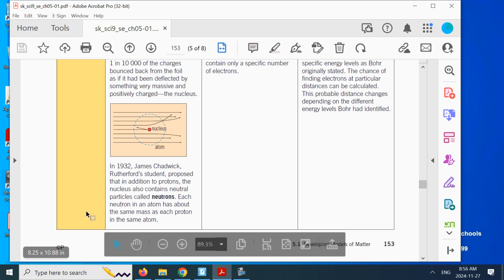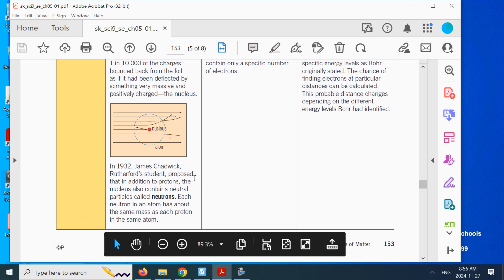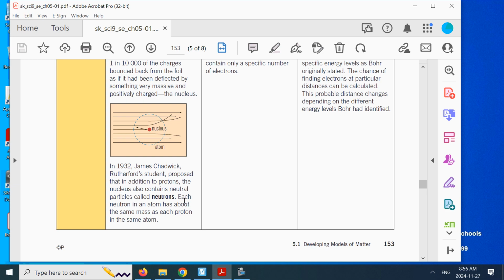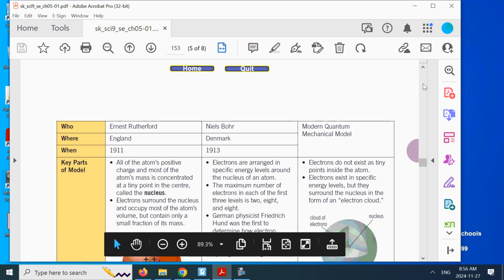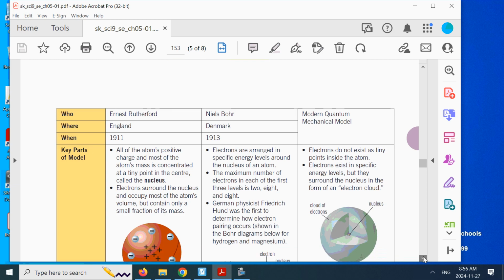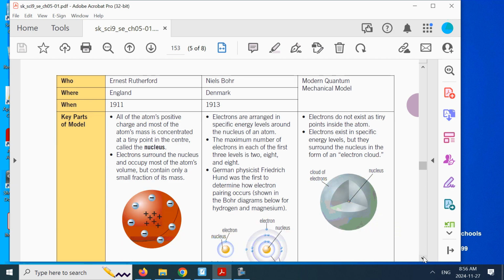1932, James Chadwick, Rutherford's student, proposed that in addition to protons, the nucleus also contained something called neutrons. They're neutral, no charge. Each neutron in an atom has about the same mass as a proton. Niels Bohr, then. This is the model of the atom that people think of, and it's quite simple. It's been built on since, but it's got some good ideas.